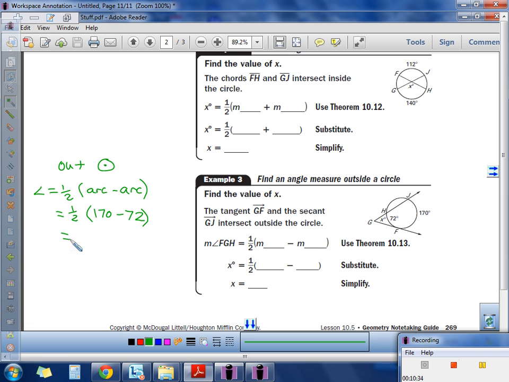Half of 170 minus 72. What's 170 minus 72? Yeah, good math. Half of 98. Yeah, 49. That angle that we're missing, that x, is 49 degrees.